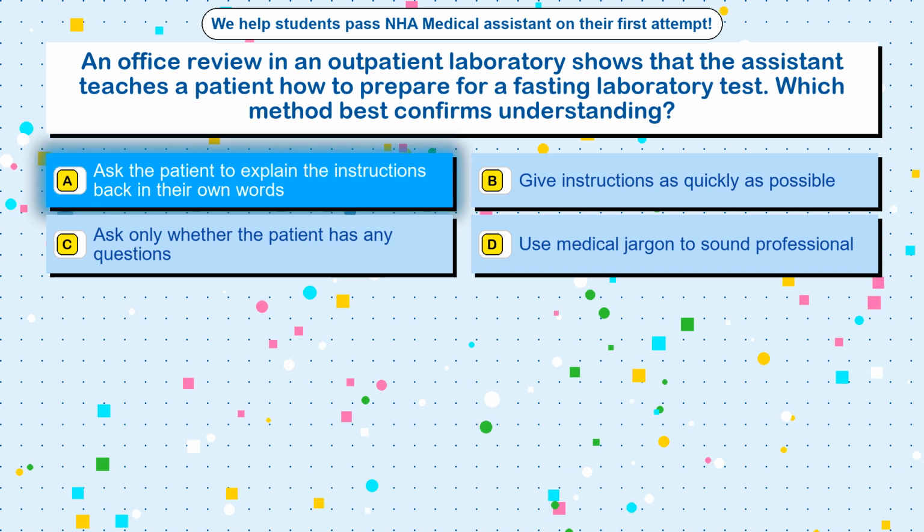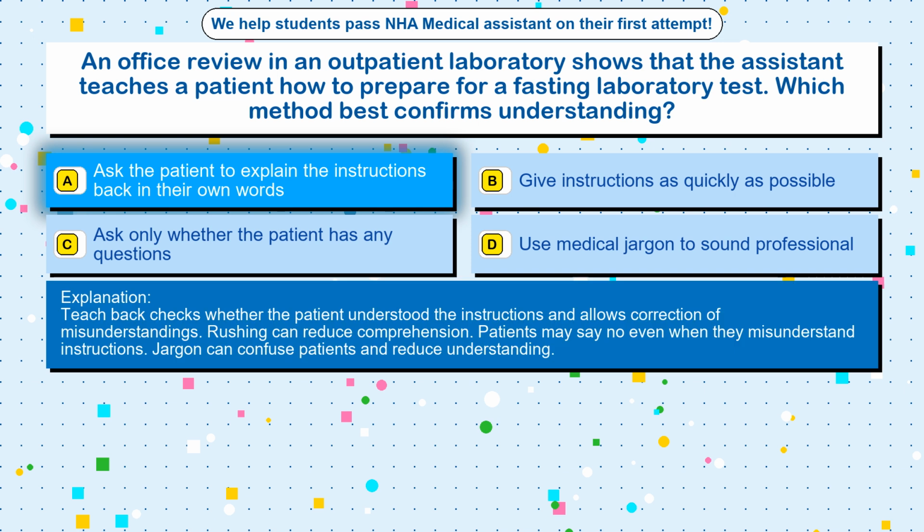The correct answer is option A, ask the patient to explain the instructions back in their own words. Teach back checks whether the patient understood the instructions and allows correction of misunderstandings. Rushing can reduce comprehension. Patients may say no even when they misunderstand instructions. Jargon can confuse patients and reduce understanding.